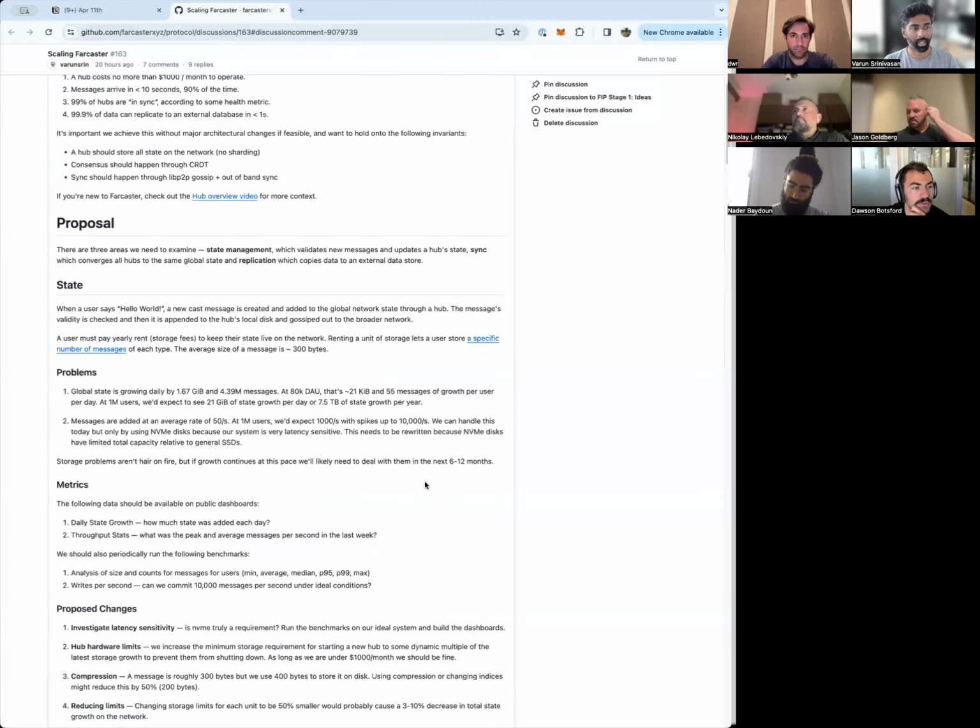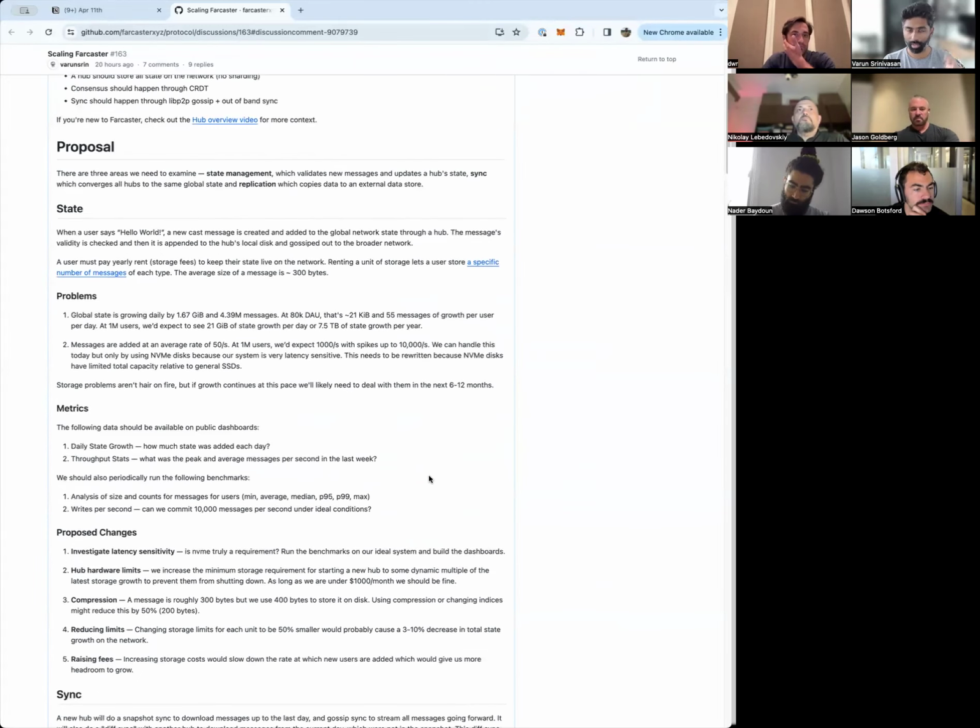And then finally, the last problem we'll work on after these two are settled is state growth. The amount of space that all users' messages take up on disk is growing at about 1.7 gigs a day right now. And if you project this outwards to 1 million users, that's going to be growing at the rate of 20 gigs per day. I think we have a set of things that we can do to improve this.